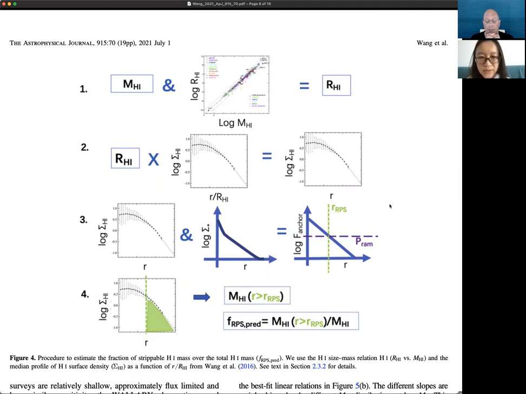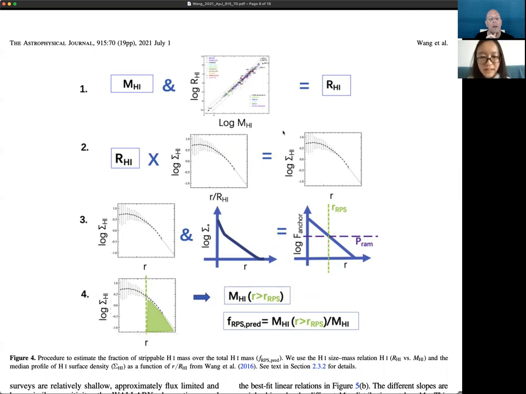some of the rules that the H1 distribution would obey to help us quantify the ram pressure stripping level in these unresolved galaxies. We're going to use a size mass relation as we showed before. We use the H1 mass, in addition, size mass relation to predict the H1 size. And then we combine the H1 size with the median profile of H1 surface density as a function of R over R_H1 to predict the overall radial distribution of H1.